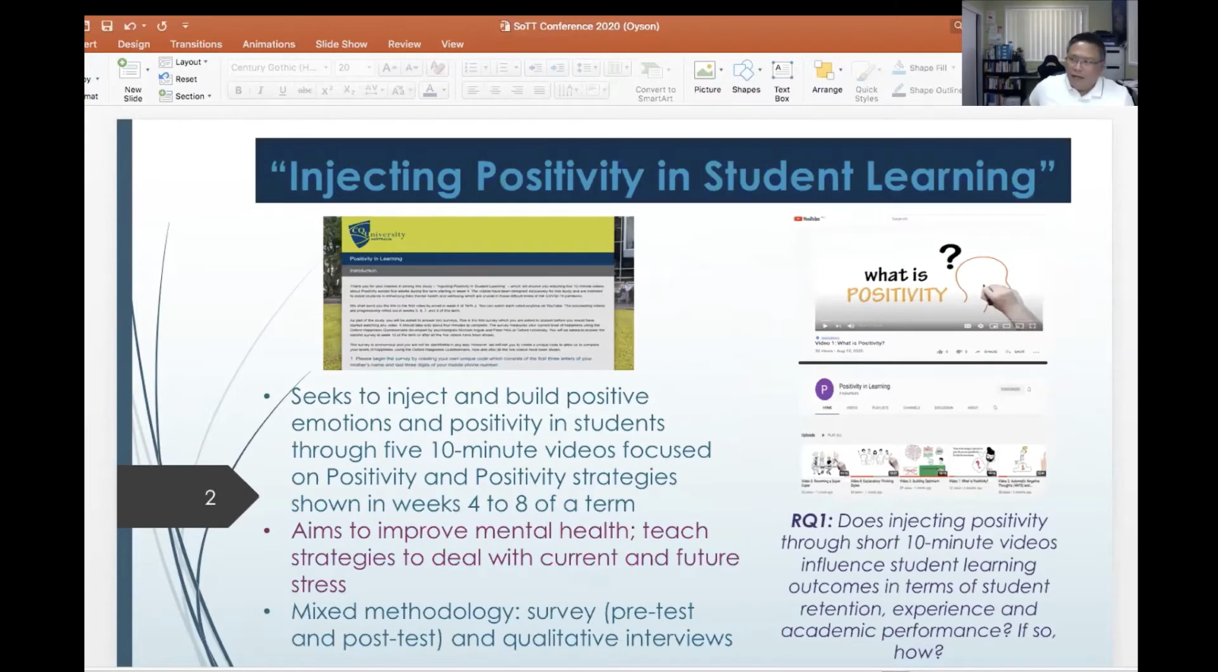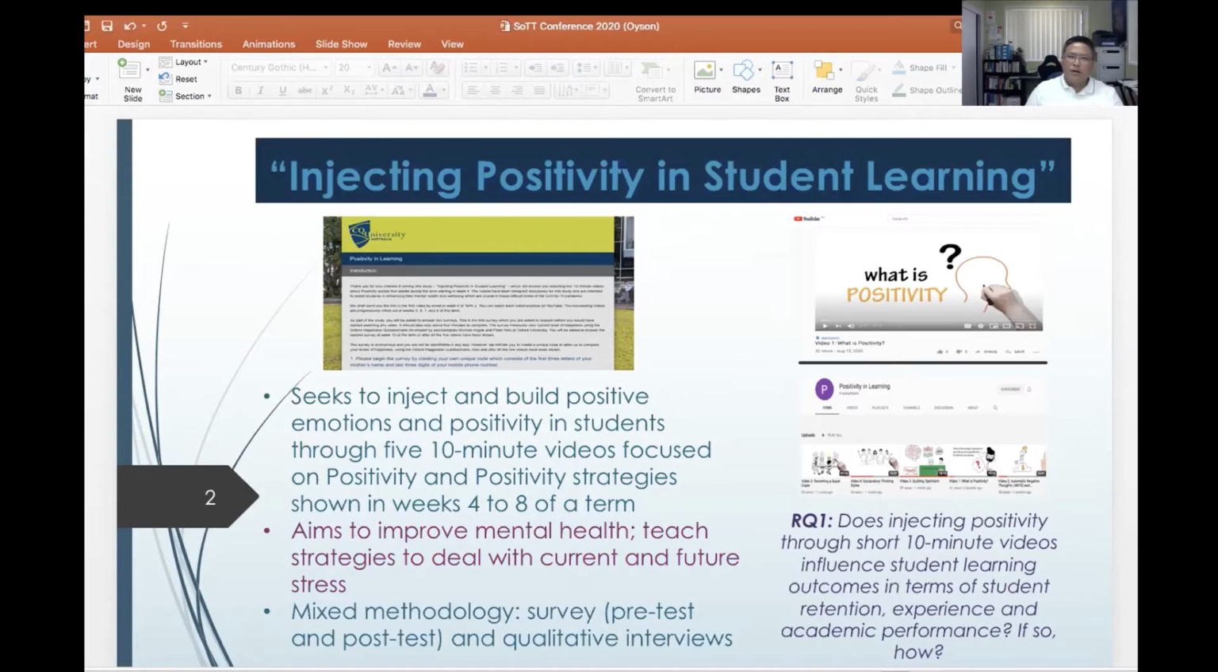So as I mentioned, our study is really about trying to inject positivity in student learning. And the way we did this was to develop 10-minute video podcasts pertaining to positivity. There were a lot of topics. One topic, for example, was about what is positivity. Another podcast talks about the difference between ANTs, or automatic negative thoughts, as opposed to planting optimistic thoughts, and so on. So there were 5 topics.